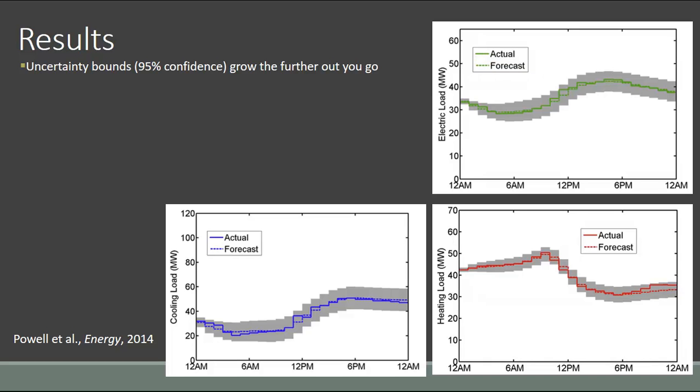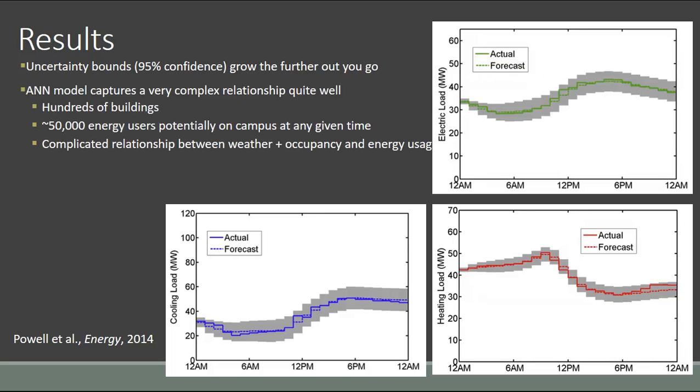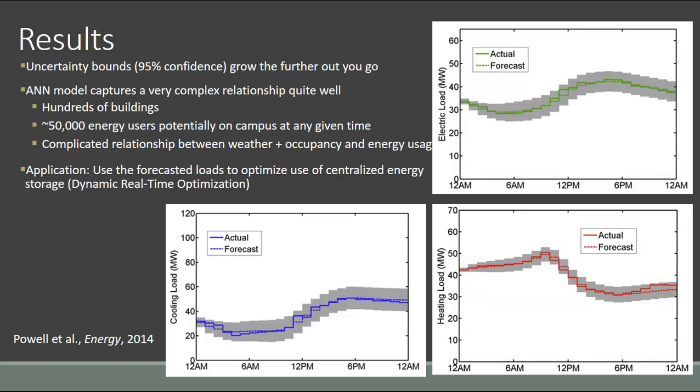The uncertainty bounds are 95% confidence uncertainty bounds, and they're shown with the gray. So think of those as error bars. So you can see that your uncertainty gets bigger and bigger the further out you're trying to forecast. So the summary here is that this artificial neural network model captures a very complex relationship very well. There are hundreds of buildings, there are 50,000 people using energy. There's a pretty complicated relationship between weather and occupancy and how that impacts energy usage.